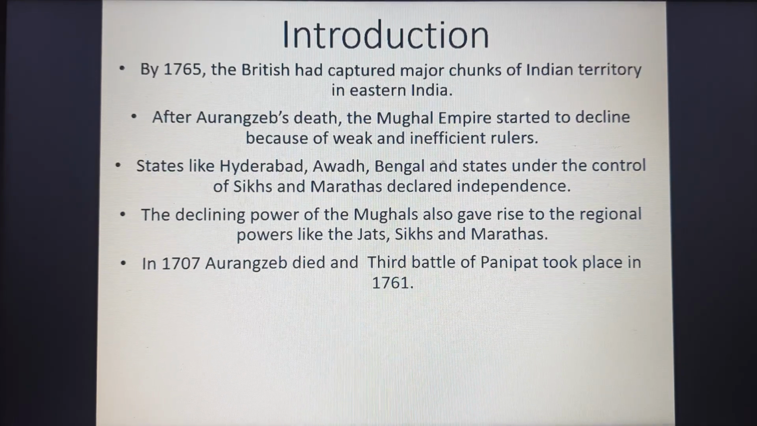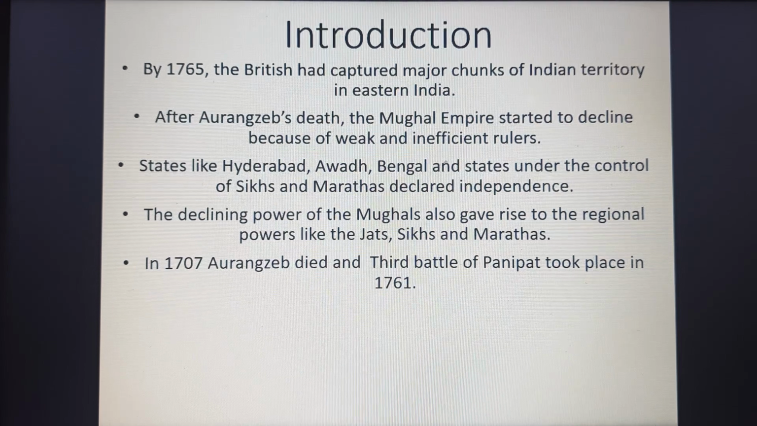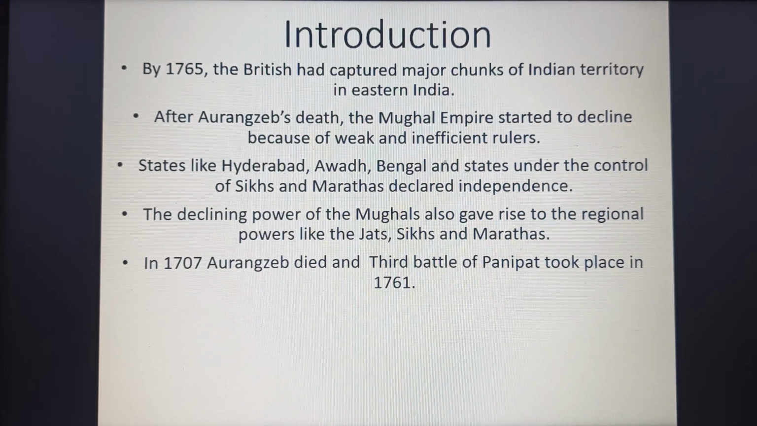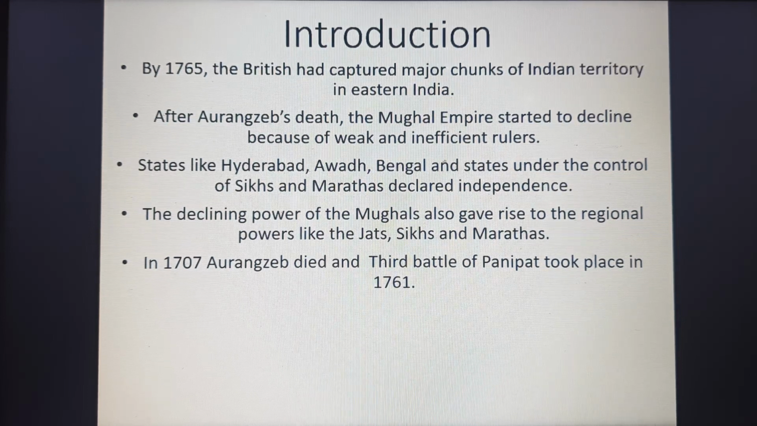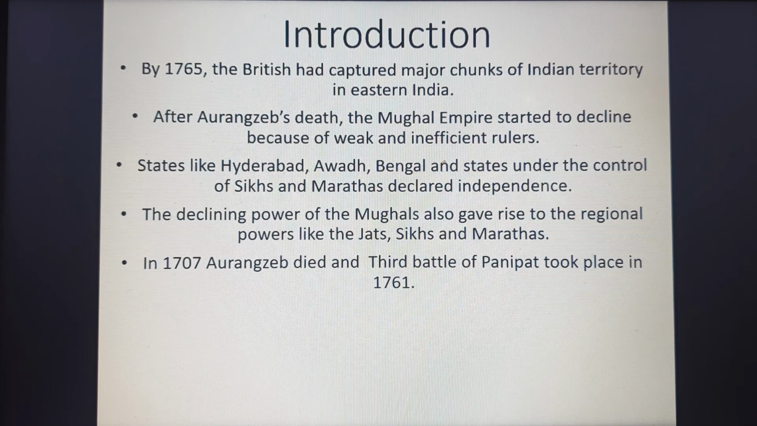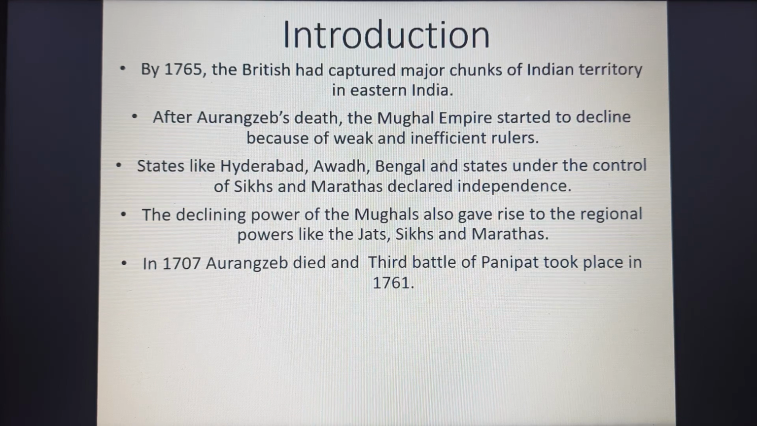Introduction. By 1765, the British had captured major chunks of Indian territory in eastern India. After Aurangzeb's death, the Mughal Empire started to decline because of weak and inefficient rulers. States like Hyderabad, Awadh, Bengal, and states under the control of Sikhs and Marathas declared independence. Means they were no longer a part of the Mughal Empire, and they said that if the Mughal emperor wants to fight with us, we are ready, but we are no more a part of the Mughal Empire.